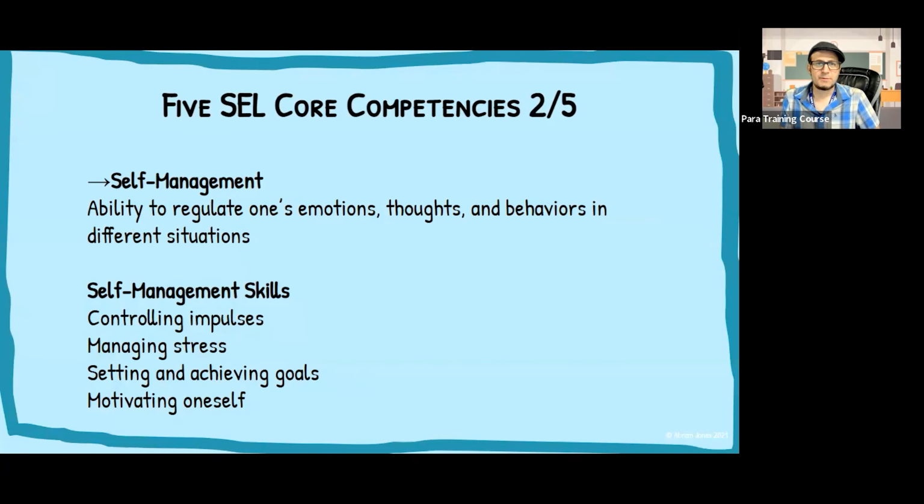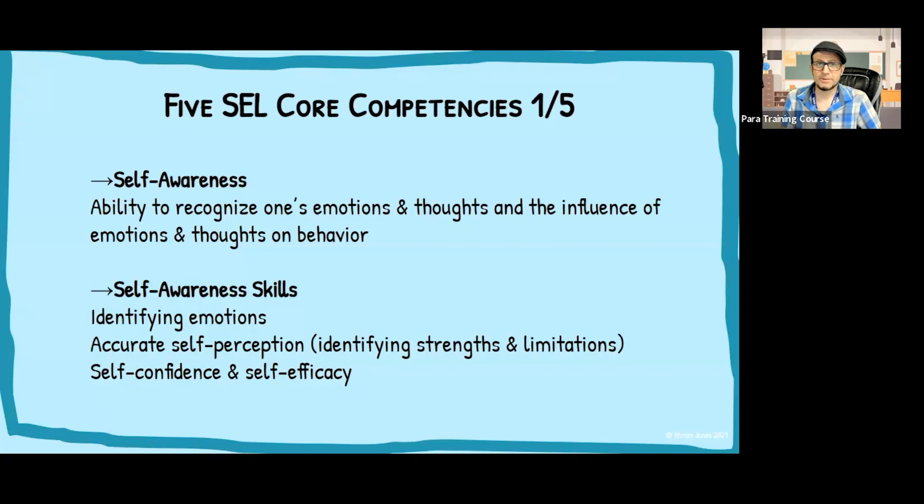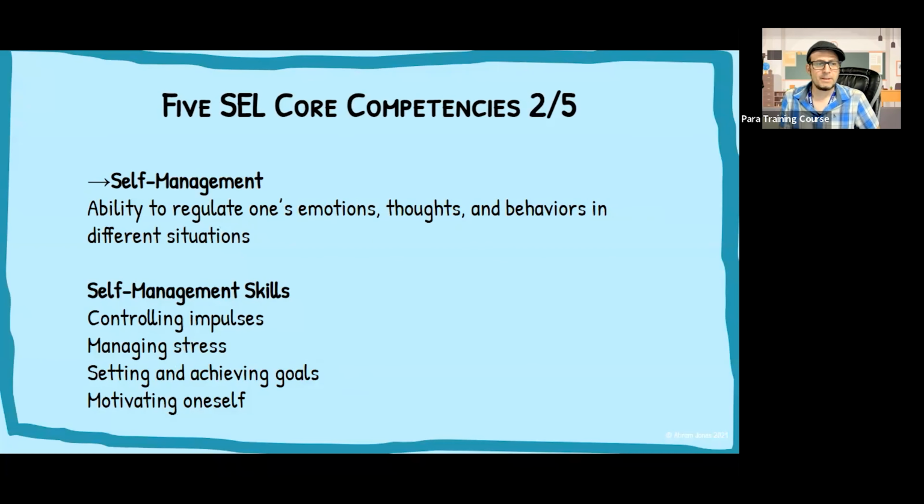Second competency, self-management. The ability to regulate one's emotions, thoughts, and behaviors in different situations. Okay, so we go from self-awareness, where we recognize our emotions and the effects they have on our behavior, to self-management. How are we going to regulate these emotions? Self-management skills include controlling impulses.